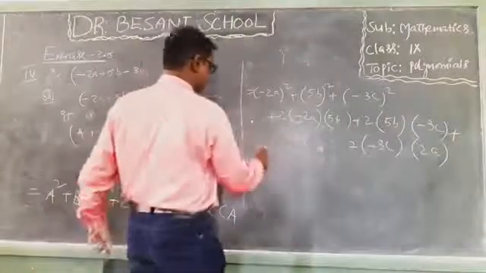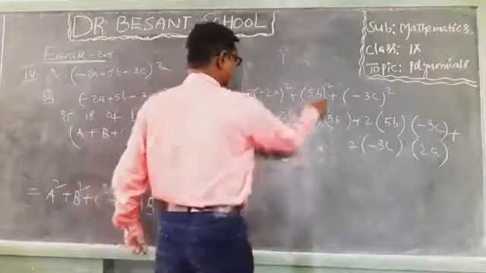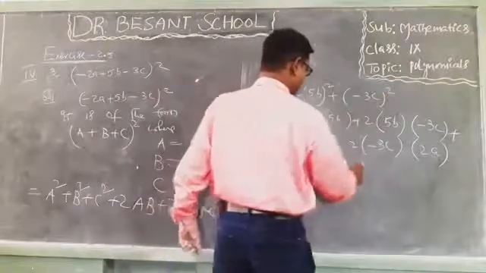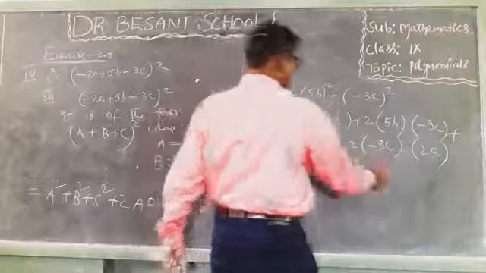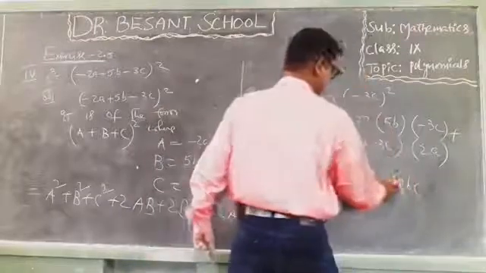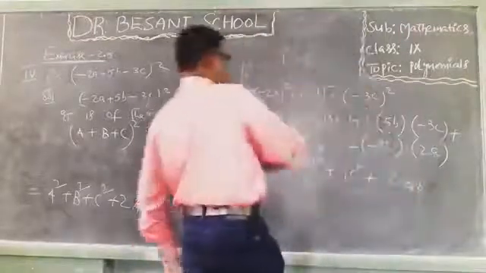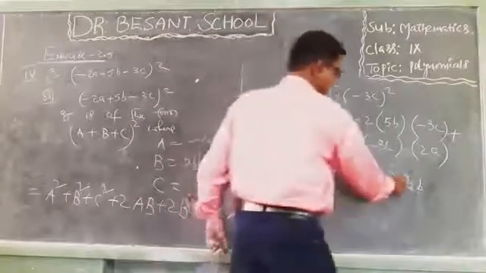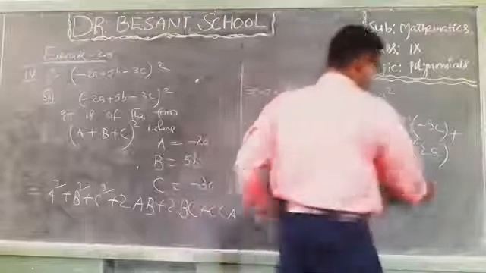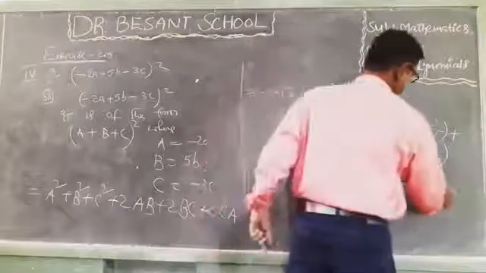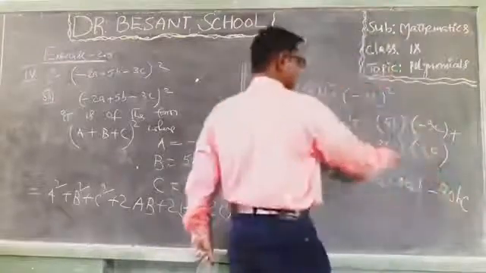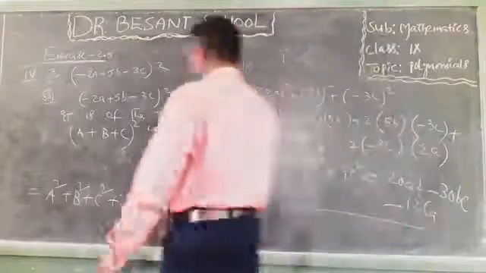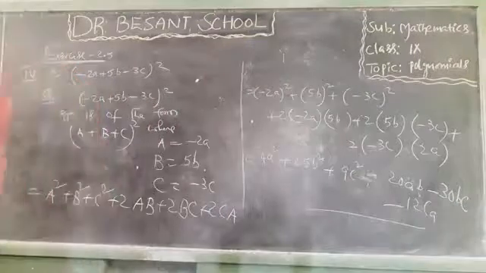Children, you see, (-2a) whole square is 4a square, (5b) whole square is 25b square, (-3c) whole square is 9c square. 2 2s are 4, 4 5s are 20, that is ab, 2 2s are 4, 4 5s are 20, ab, plus into minus is minus, minus 20ab. Children, plus into minus again minus, 2 5s are 10, 10 3s are 30, minus 30bc. Children, minus into plus minus, 2 3s are 6, 6 2s are 12, minus 12ca. So that is the expansion of the given expression.